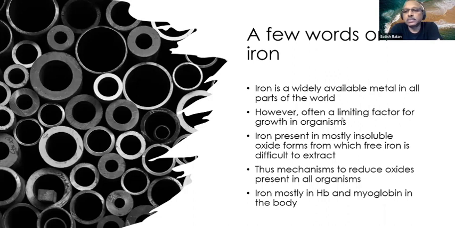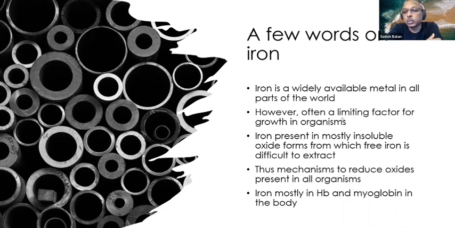Iron is widely available, abundantly available all over the world, and therefore there is no shortage of iron as far as organisms are concerned. But unfortunately, it's a limiting factor for growth in organisms. That is because most of the iron present on Earth is in the insoluble oxide forms, and free iron from this is difficult to extract, and organisms need free iron for their metabolic processes. So all organisms have mechanisms to reduce oxides and convert them into more absorbable, more water-soluble compounds, which can be utilized much better in the body.